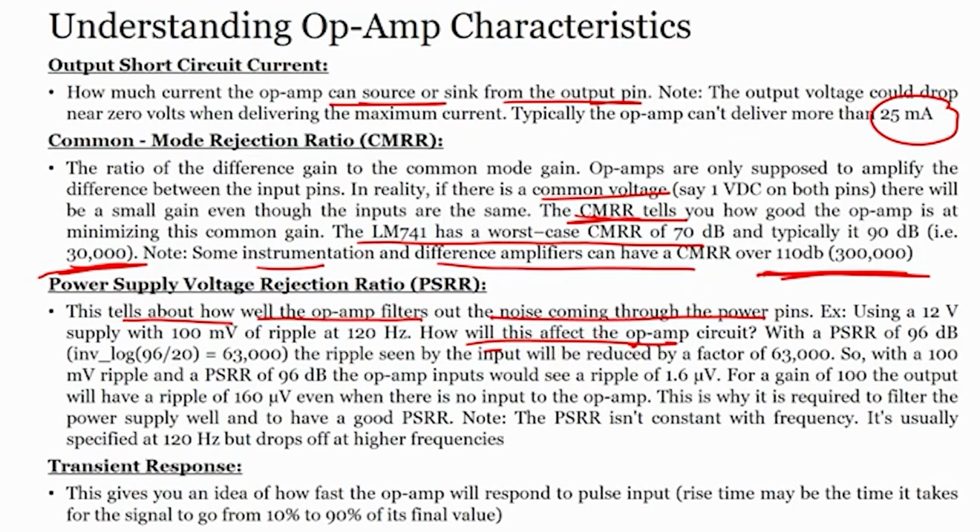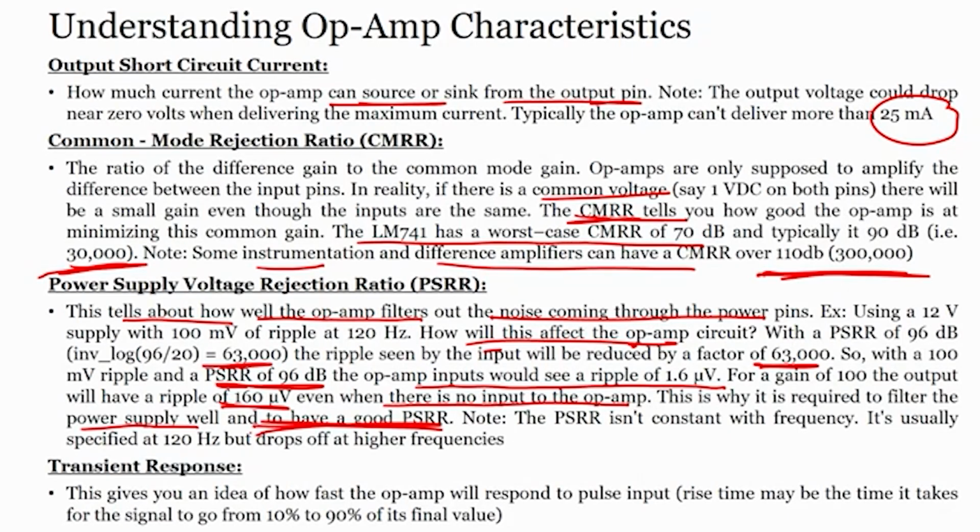We have PSRR of 96 dB, which is 63,000. So, the ripple seen by the input will be reduced by a factor of 63,000. So, with a 100 millivolt ripple and a PSRR of 96 dB, the op amp input would see a ripple of 1.6 microvolts, right. Therefore, with a gain of 100, the output will have a ripple of 160 microvolts even when there is no input to the op amp. This is why it is required to filter the power supply well and to have a good PSRR.